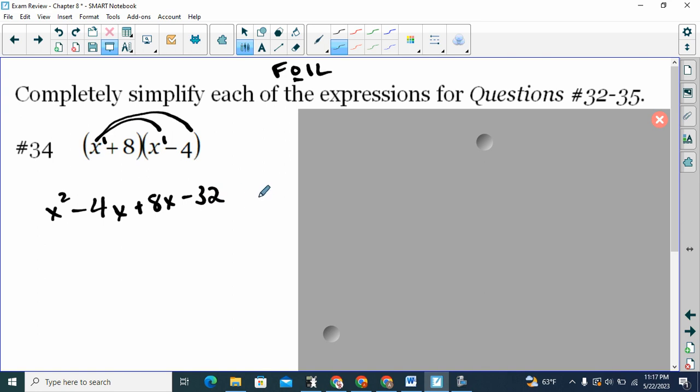And now we combine any like terms we have. X squared, I don't have any other x squareds to combine with it. Minus 4x plus 8x gives me a total of plus 4x. And then I've got that minus 32 on the end.